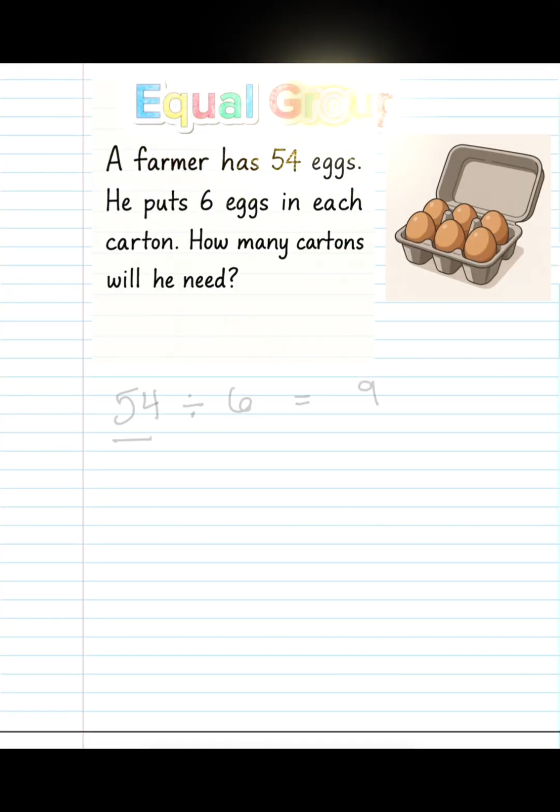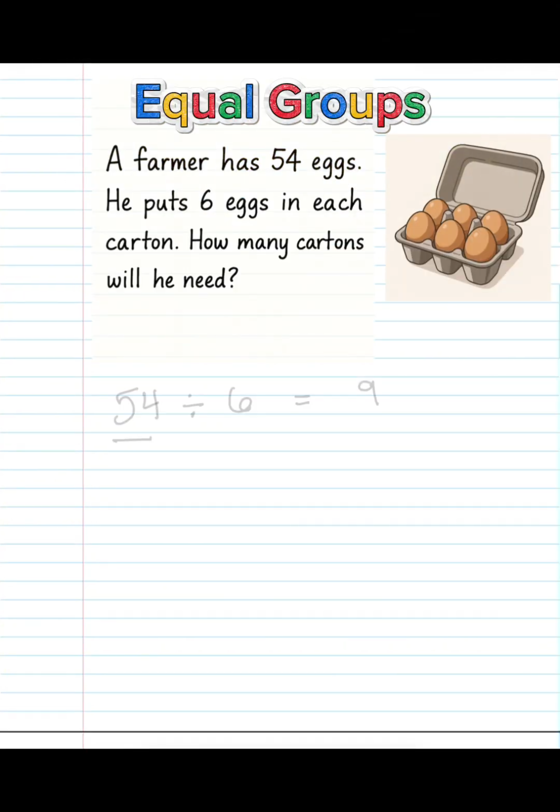A farmer has 54 eggs. He puts 6 eggs in each carton. How many cartons will he need? So let's go ahead and write our equation. We have 54 divided by cartons of 6 eggs. And this is where you'll ask yourself, what times 6 equals 54? And if you know your multiplication facts really well, you'll know that 6 times 9 is 54.